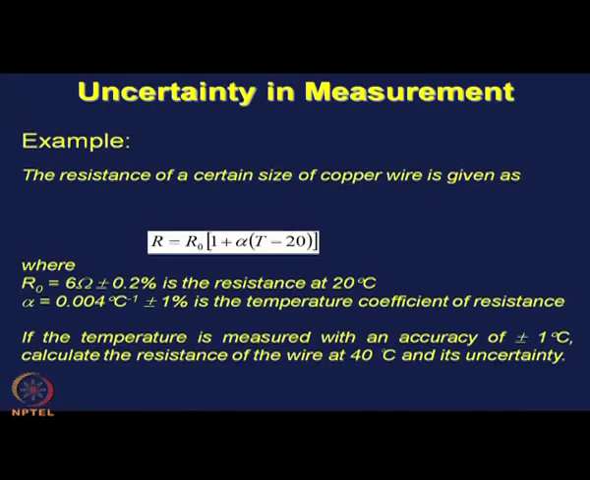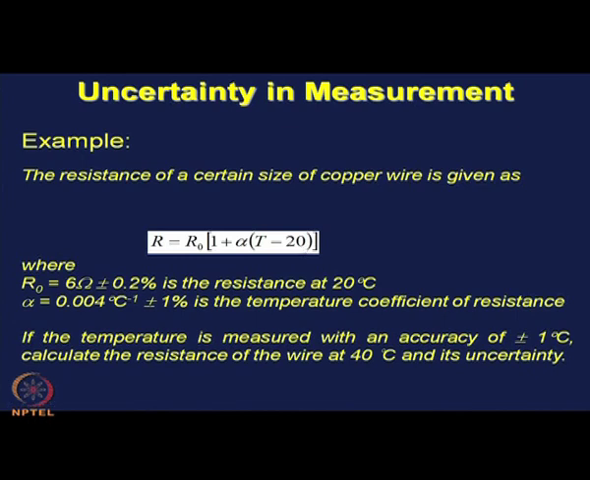So, today let us take an example and see how we can apply whatever we have discussed in the last class. The resistance of a certain size of copper wire is given as R equals R0 into 1 plus alpha into T minus 20.